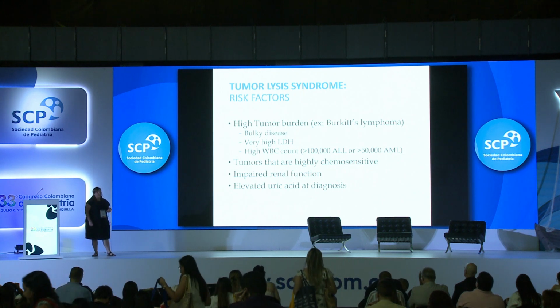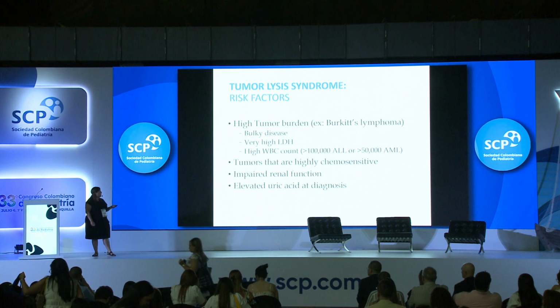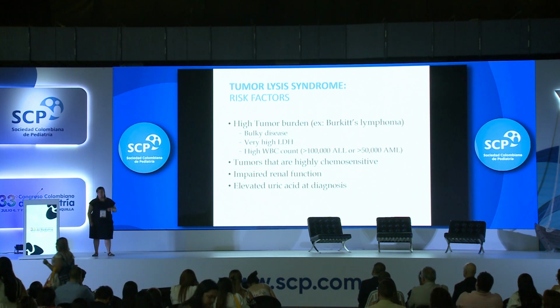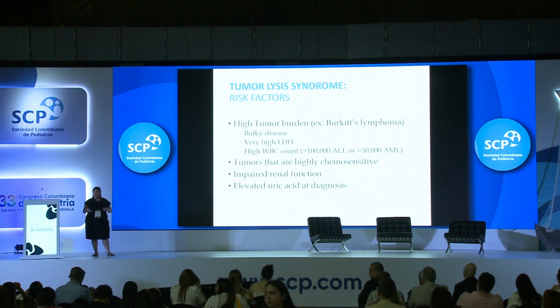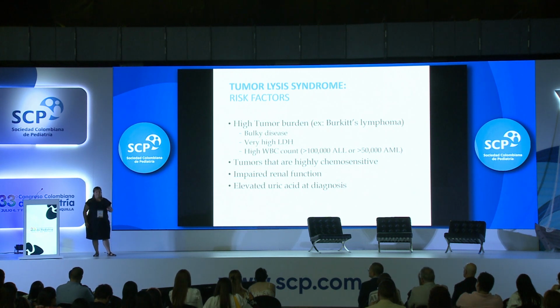A very high LDH is also a significant risk factor, and then a high white blood cell count. So our patients with hyperleukocytosis often also have the accompanying tumor lysis syndrome as well. If you start off with impaired renal function, this can be a bad sign for bad tumor lysis syndrome. Or if you start off with an elevated uric acid even before we start treatment, that is also a risk factor.